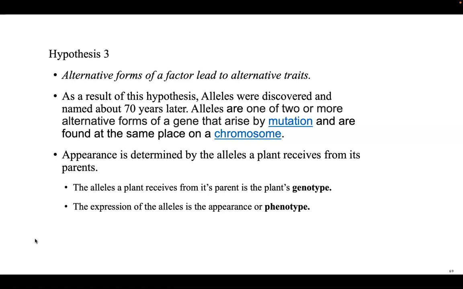The appearance is determined by the alleles a plant receives from its parents, and the alleles a plant receives from its parents is the plant's genotype. So whatever alleles you receive from the plant parent, that's the genotype. But the expression of those alleles, however they show up in a way that you can observe, is the phenotype.